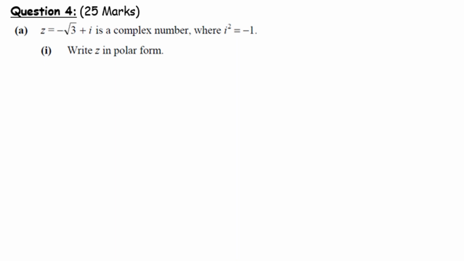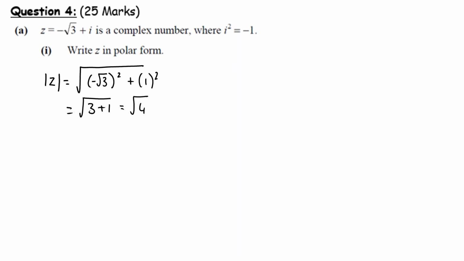Question 4, also a 25 mark question. Example 5.3, roots of a complex number. So I have z here, and it's minus root 3 plus i, a complex number where i squared is equal to minus 1. Write z in polar form. So the first thing we're going to do is get the modulus, and that's the square root of minus root 3 squared plus 1 squared, which is square root of 3 plus 1, which is equal to the square root of 4, which is equal to 2.